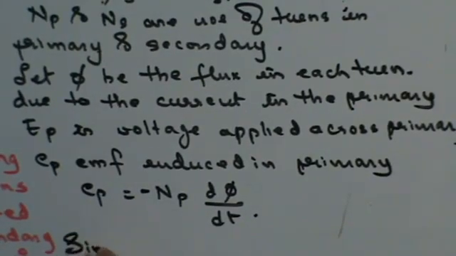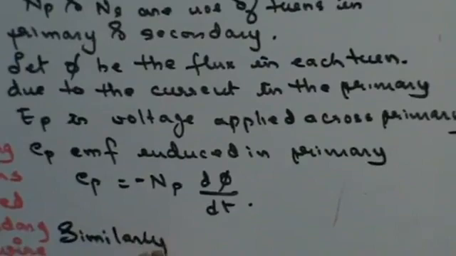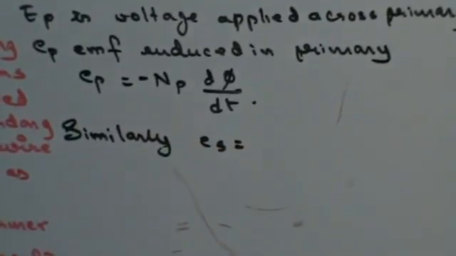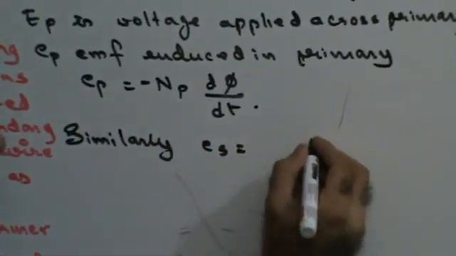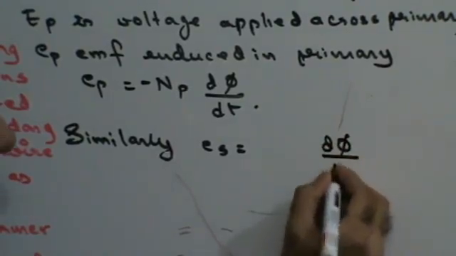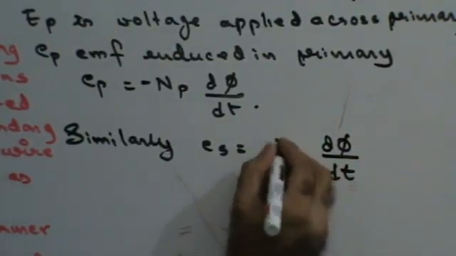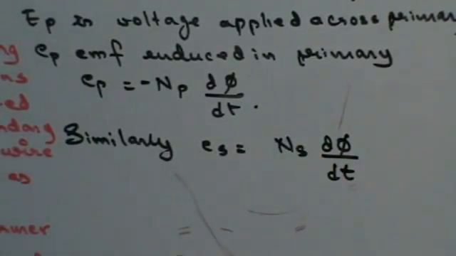Similarly, the EMF induced in the secondary is the flux induced in each turn of the secondary multiplied by the number of turns. The negative sign indicates that the EMF induced will be in the opposite direction.